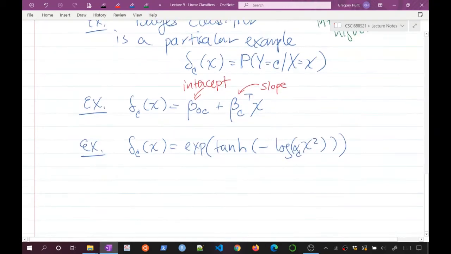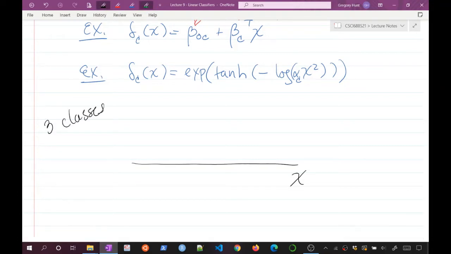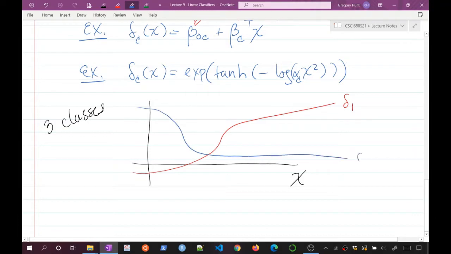The picture you could have in your mind in a one-dimensional case, if I have an X here, and maybe I have three classes, let's say three classes, and that it will have a discriminant function. So maybe my discriminant function looks like that. This is delta 1 of X. Discriminant function for class 2 looks like that. Delta 2. And discriminant function for class 3 looks like that. This is say delta 3. So those are just three functions.